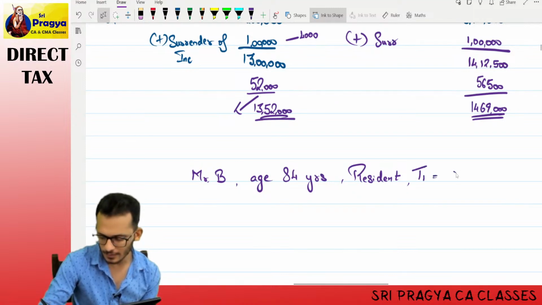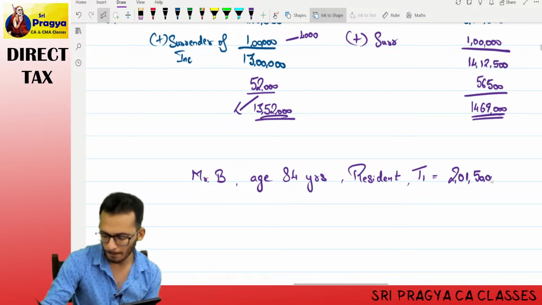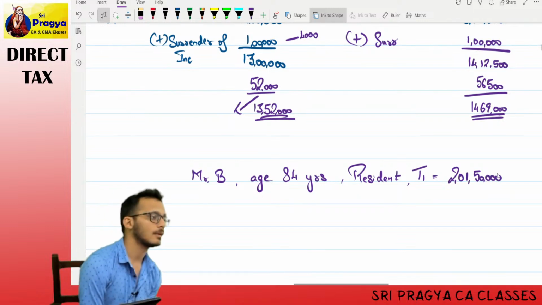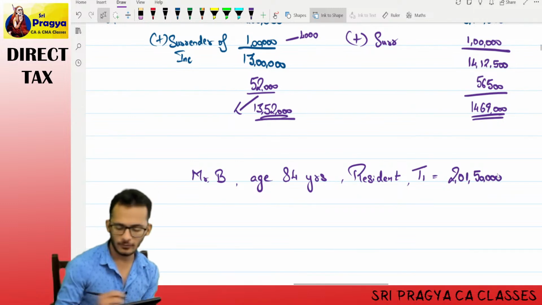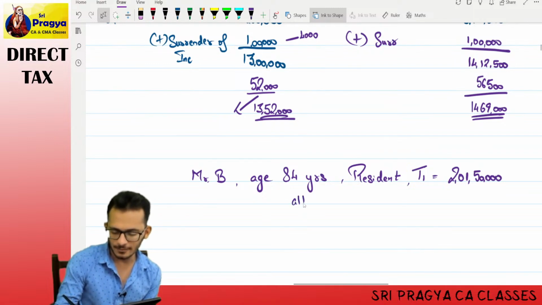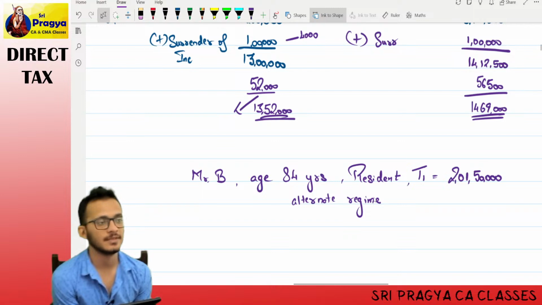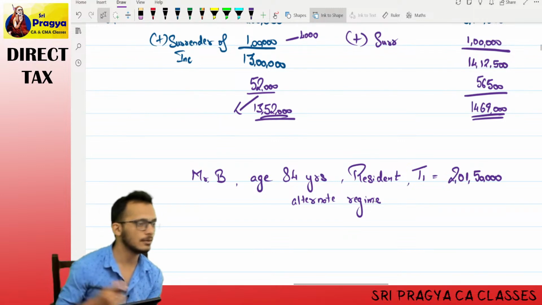Total income is 2 crore 1,50,000. I am going for the alternate regime. Yes or no? Can we do it? Yes. How will you do it?